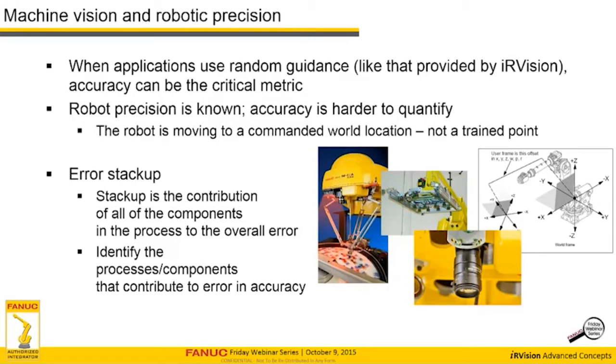It's important here to talk just for a second about error stack-up. Stack-up error is the contribution of all the components in the process to the overall error. A lot of times we might concentrate only on the error produced by the vision process. And in fact, some people mistakenly say, well, if the vision process can find this to a certain reproducibility or accuracy, then we should be able to pick and place that part to that reproducibility or accuracy. And I think you can see that that's not always the case.